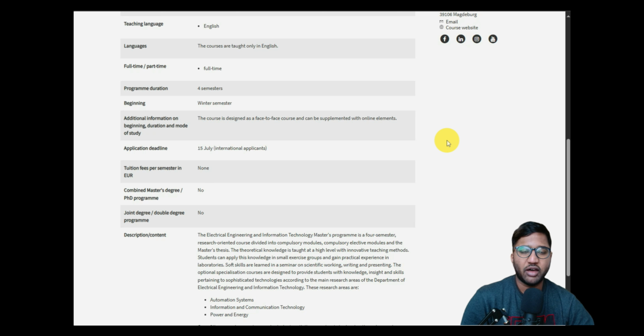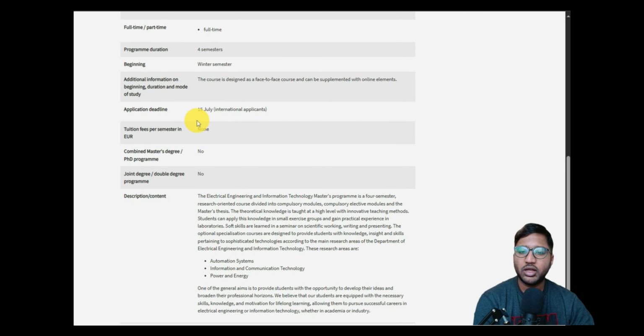These are the things that they have issued. So this means they will be having your physical classes, but all the physical classes will be recorded and put into your student recording sessions, where you can also look into recordings when you're preparing for your exam and other things. So the application deadline would be 15 July for international applicants.